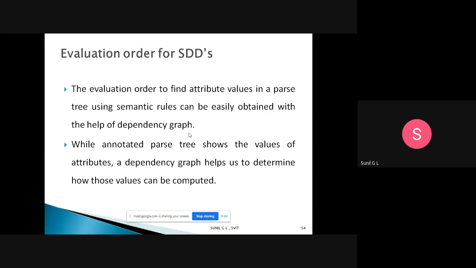Here the annotated parse tree shows the values of attributes. We have already constructed a number of annotated parse trees, and in them we see what the S value is, what the F value is. An annotated parse tree is a parse tree with attribute values. But the dependency graph helps us to determine how those values can be computed. The dependency graph shows how that particular value is computed.